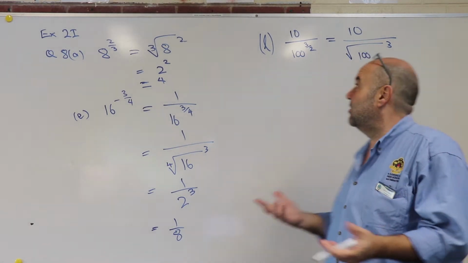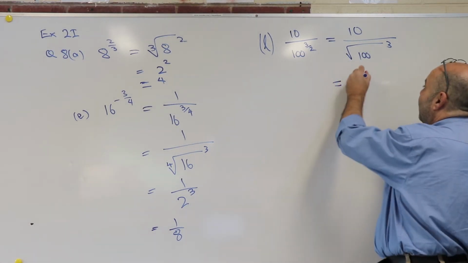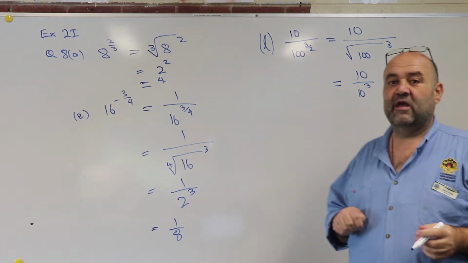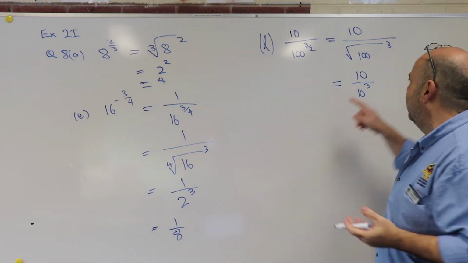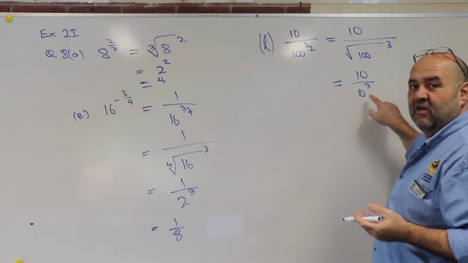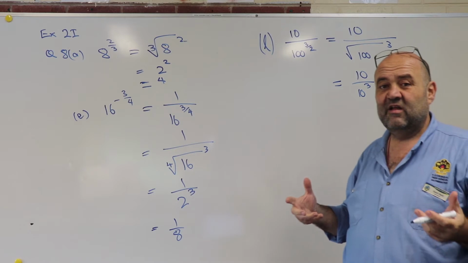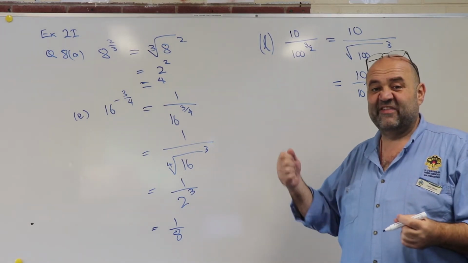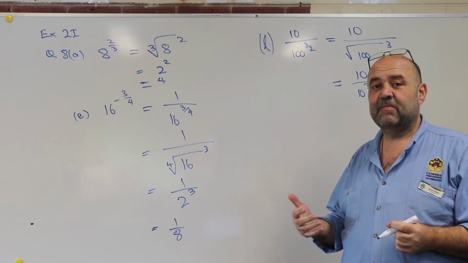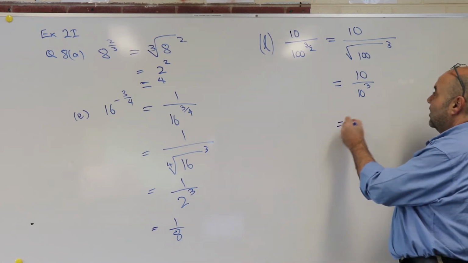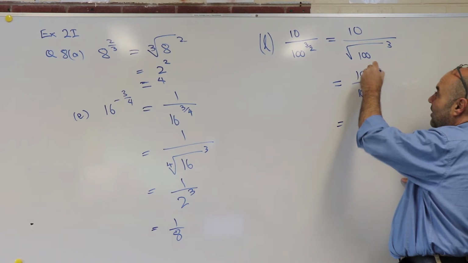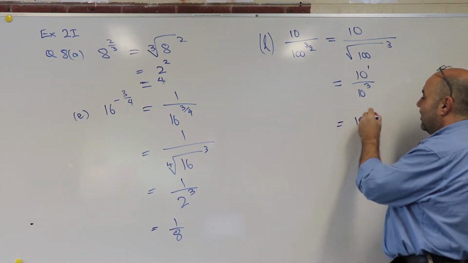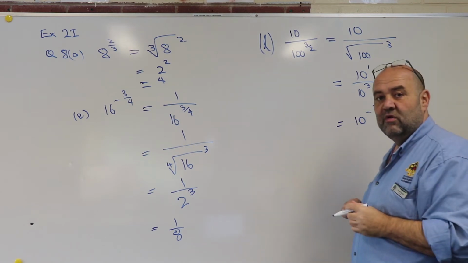Obviously 10, that's an easy one. So I've got 10 over 10 to the power of 3. Okay, well, hang on, what's going on here? Look at this, I'm dividing 2 things with the same base. What does the index law tell me to do? When I'm dividing things with the same base, I subtract the powers. Okay, so in other words, that's going to give me 10 to the power of 1 divided by 10 to the power of 3. If I subtract the powers, I get 10 to the power of -2.